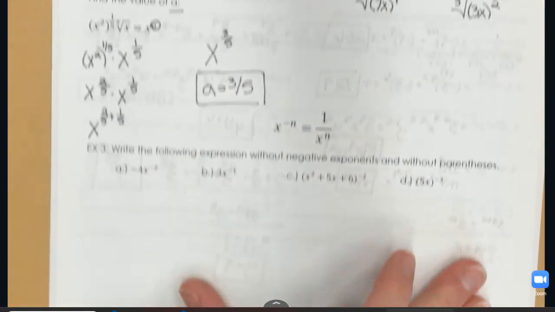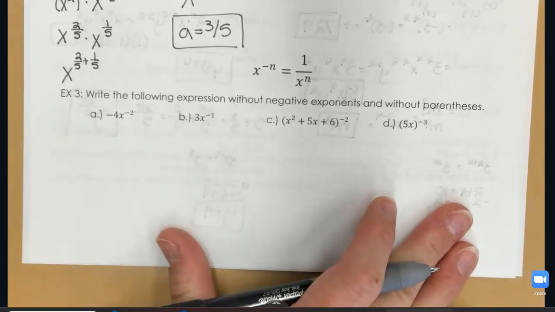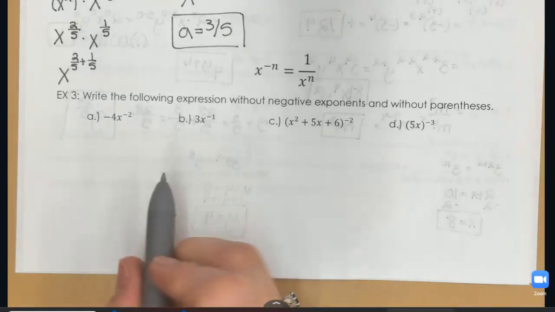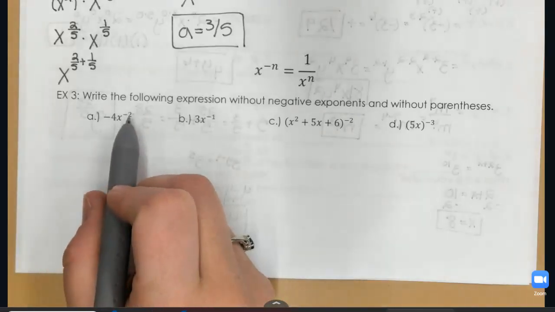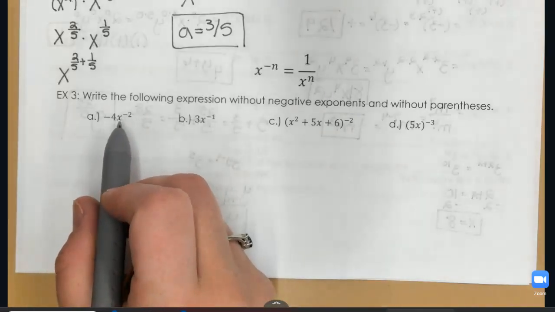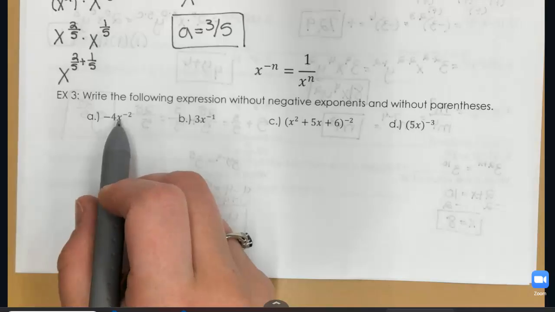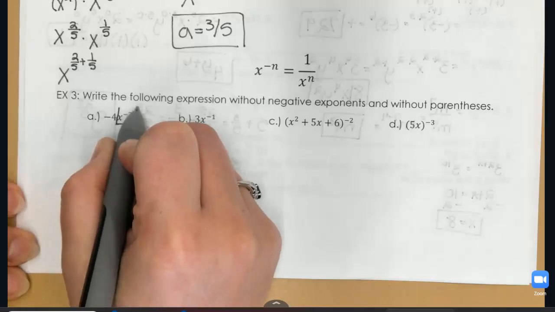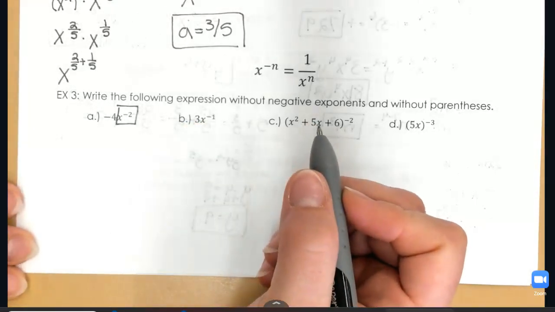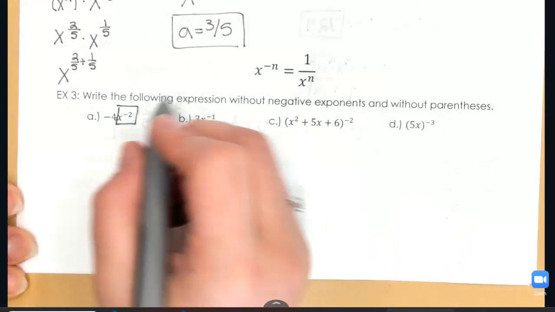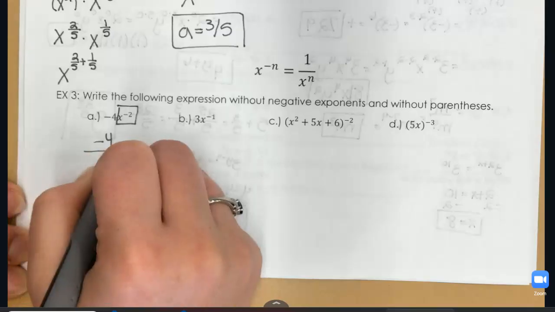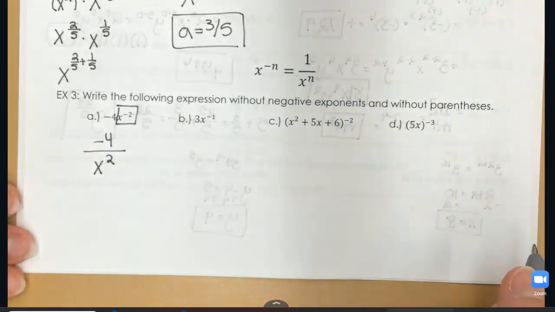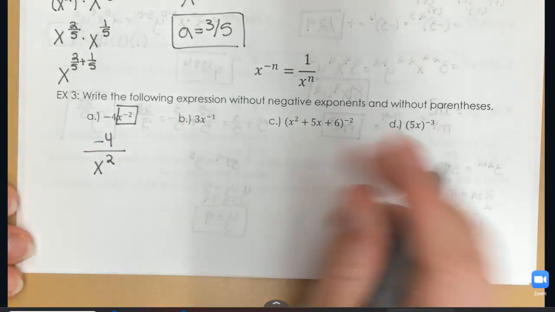Okay, our last part of this page is looking at our negative exponents. This, again, just means you're on the wrong side of the fraction. So on a, I have negative 4x to the negative 2. So to make this a positive exponent, I need to move it to my denominator. Now, this exponent only applies to the x because there are no parentheses. So negative 4 will remain in my numerator, and I will move x to the denominator where it now has an exponent of positive 2.